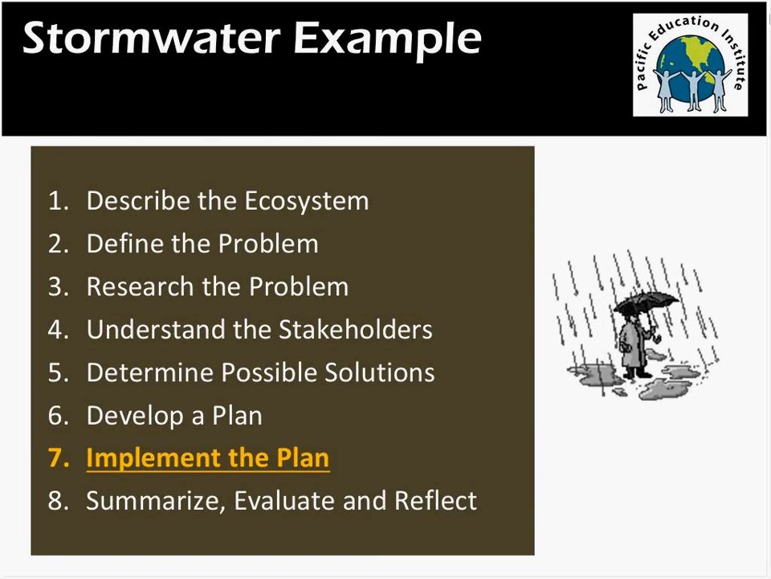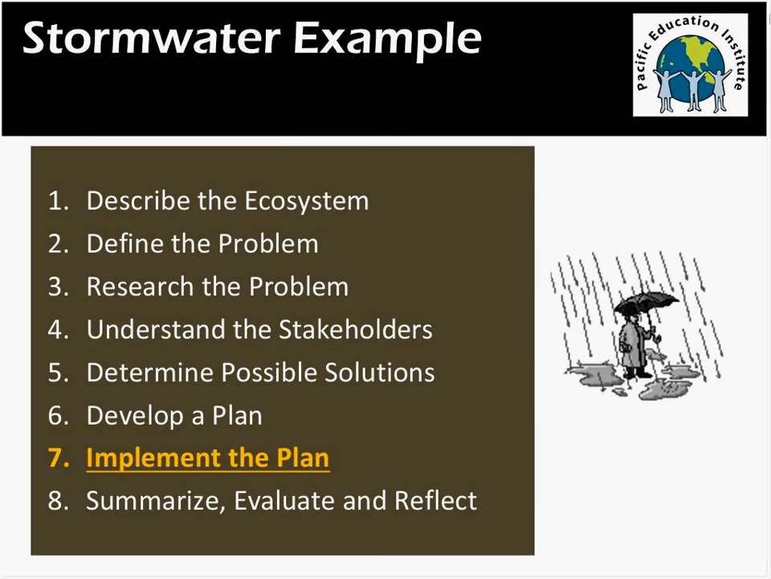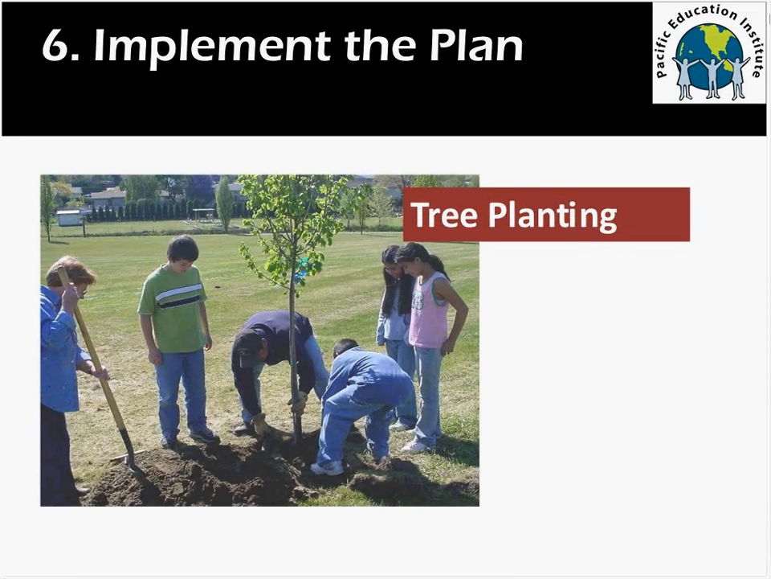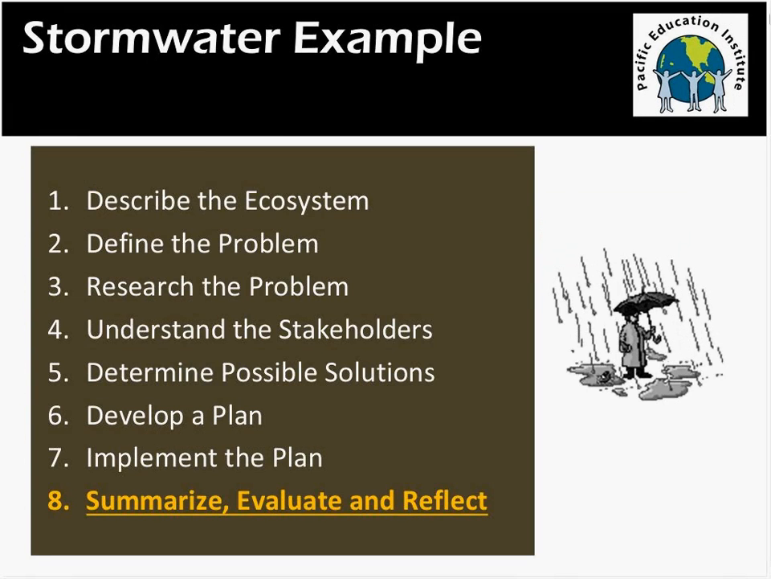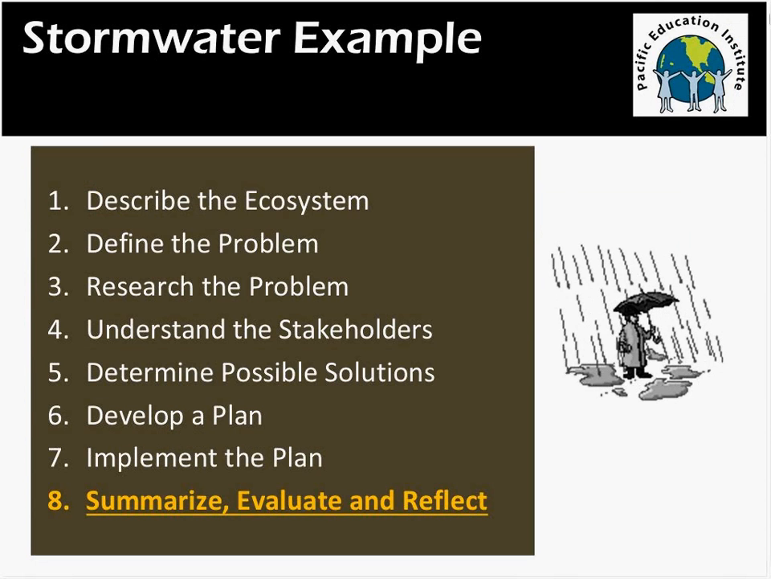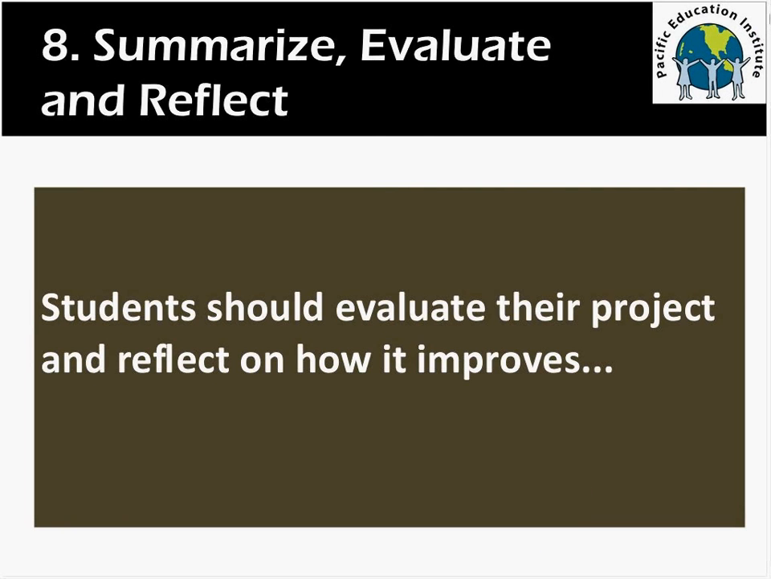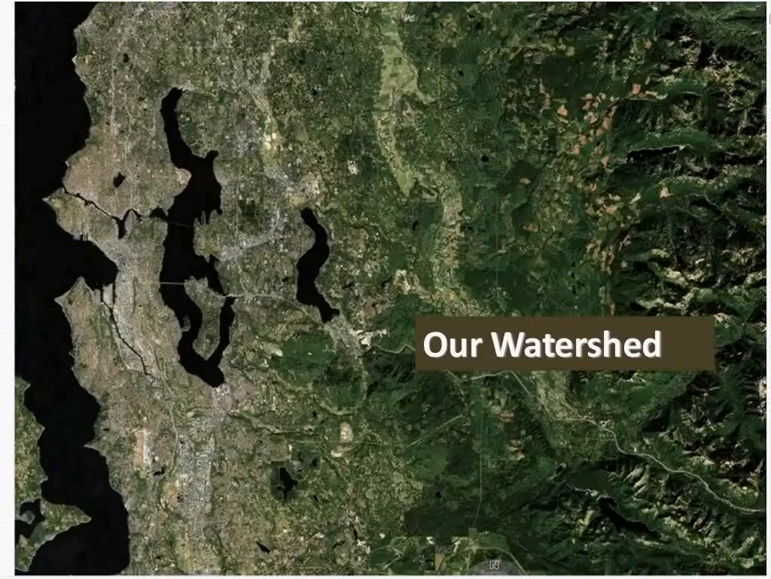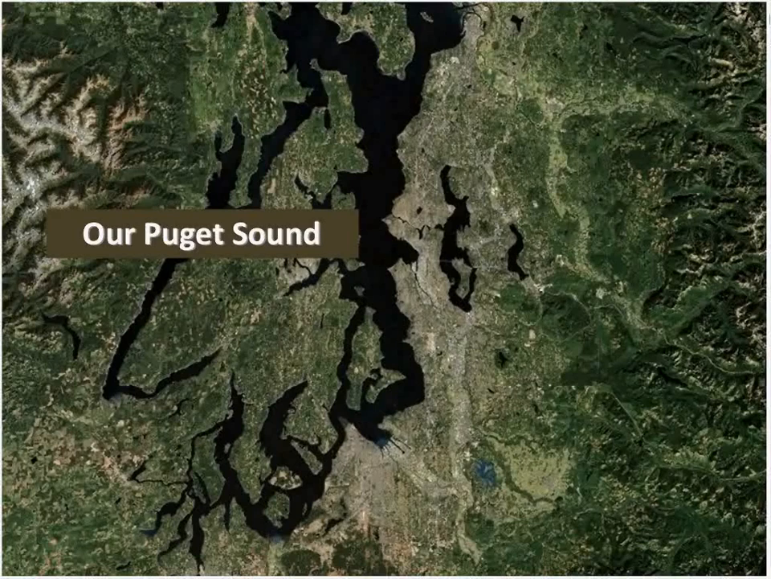And then we need to implement the plan after we've developed it and chosen a plan that we want to use. So rain garden construction or tree planting are examples of that. For summarizing, evaluate, and reflect, we know students should evaluate their project and reflect how it improves our neighborhood, our city, our school district, our watershed, our Puget Sound in this area, and our world.